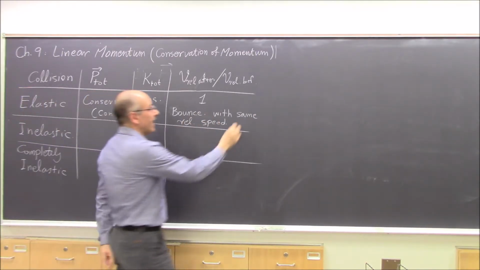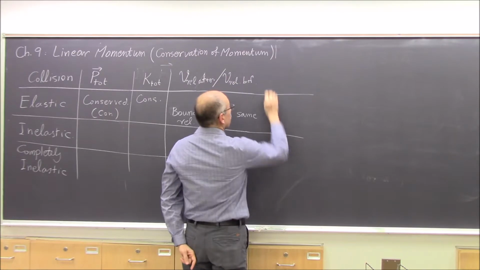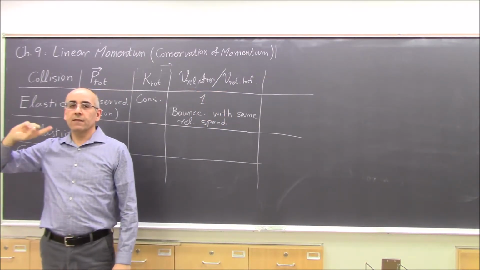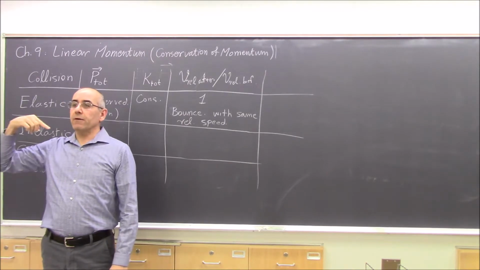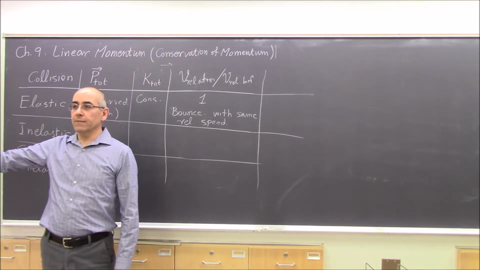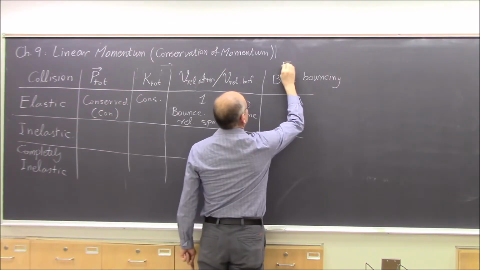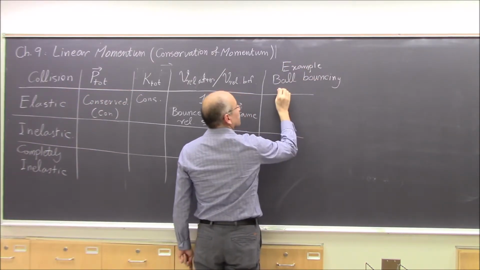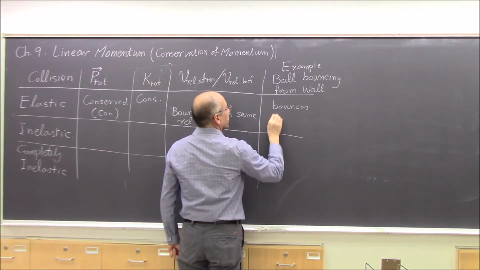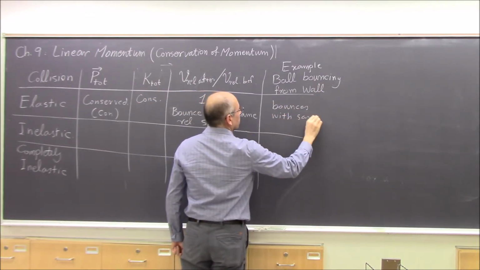The example of that is when you throw a ball at the wall and has elastic collision, it rebounds with the same speed as it went in. The relative speed is the same. So, example, ball bouncing from wall. Bounces with same speed.